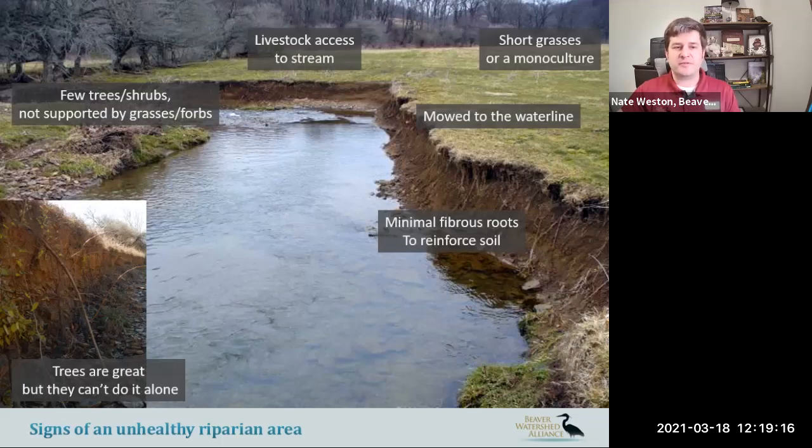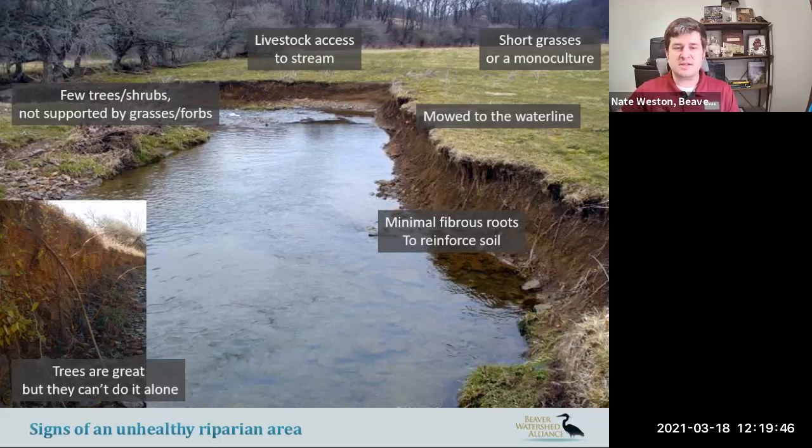We might see some trees and shrubs, but they don't really have that supporting layer of grasses and forbs underneath them. And as we see down here in the bottom left, trees are great, but by themselves they can't do it all alone. Their roots typically don't go that far into the soil, despite what a lot of people might think. So when just a tree is by the stream, if it doesn't have deep-rooted forbs and grasses along with it, it can easily be eroded away.